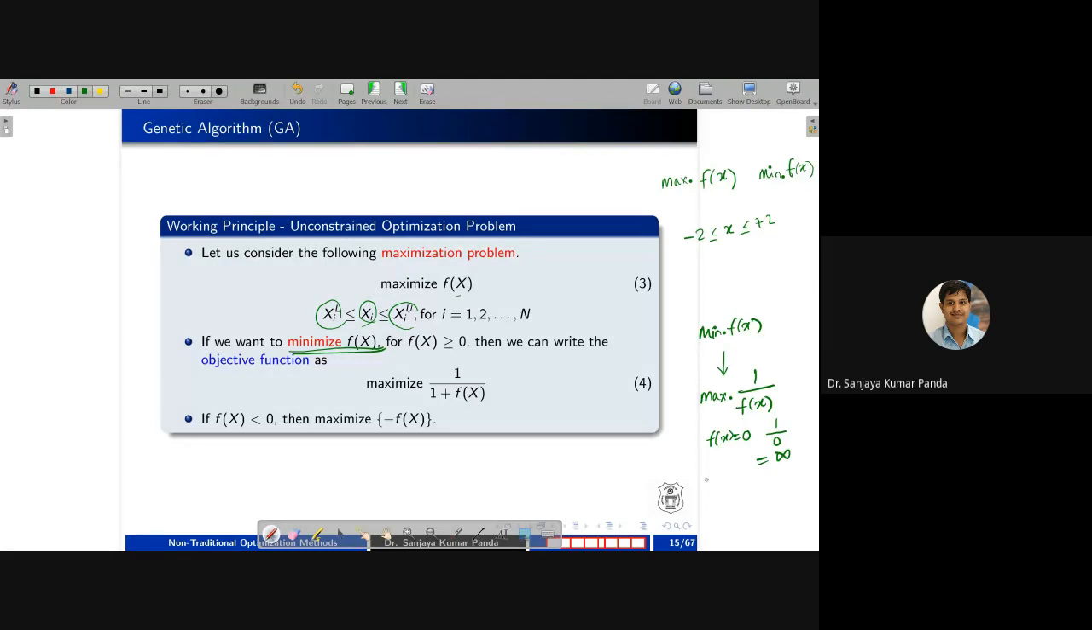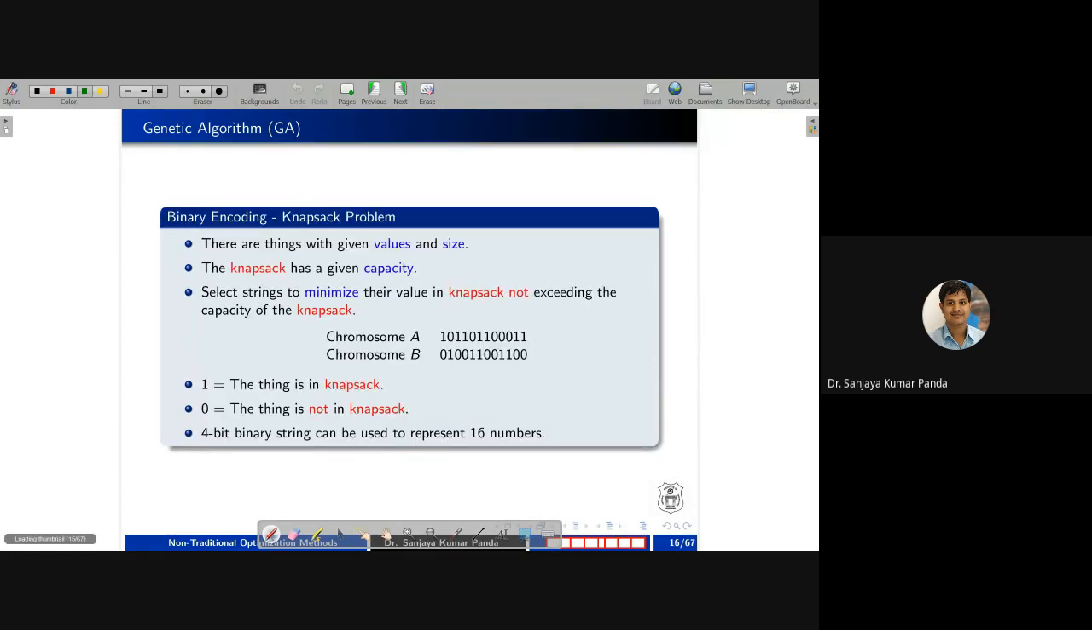That's why, instead of writing 1 by f of x, we write 1 plus f of x, if the f of x values are positive or 0. But if the f of x values are negative, then you have to write maximize minus f of x. In this way, you can convert a minimization problem into a maximization problem.